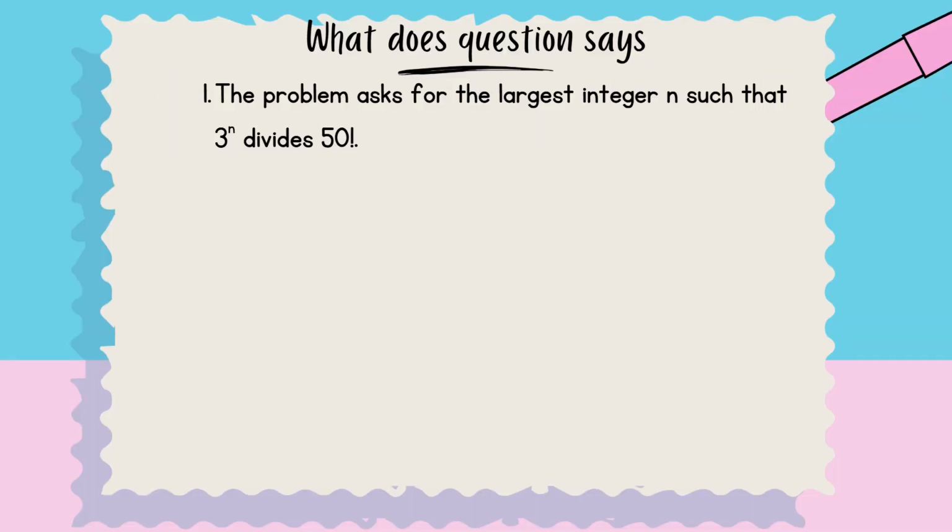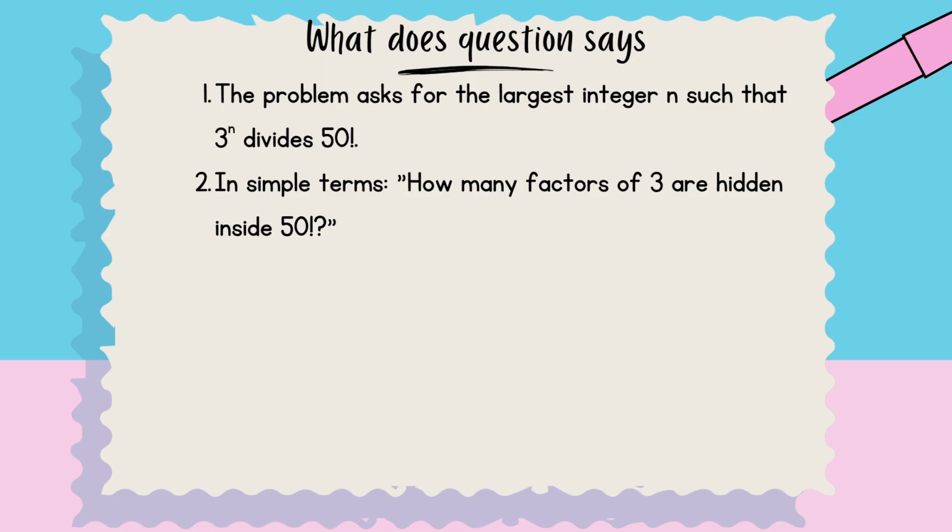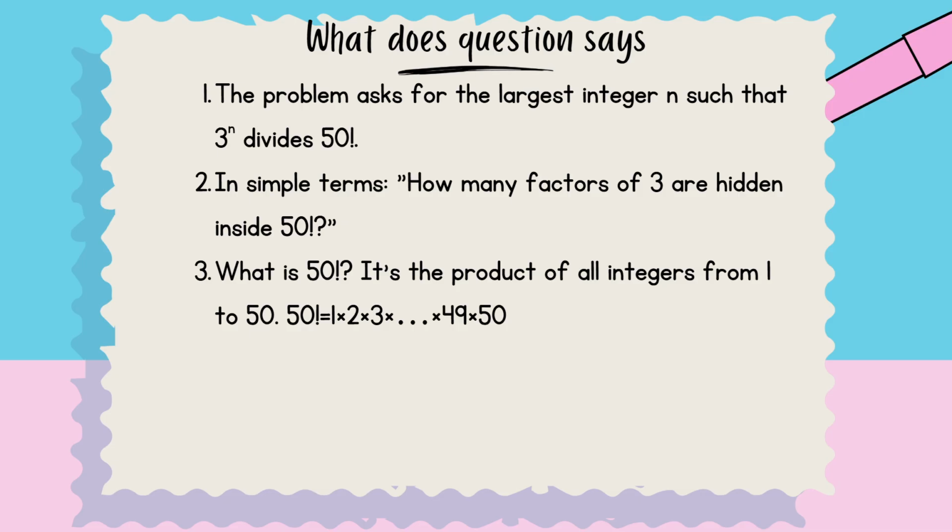So what does this question actually say? The problem asks for the largest integer n such that 3 to the power n divides 50 factorial. In simple terms, we can say: how many factors of 3 are hidden inside 50 factorial? So what does factorial actually mean? The factorial is the product of all the integers from 1 to that number. In this case, that number is 50. So 50 factorial equals 1 multiplied by 2 multiplied by 3 till 50.